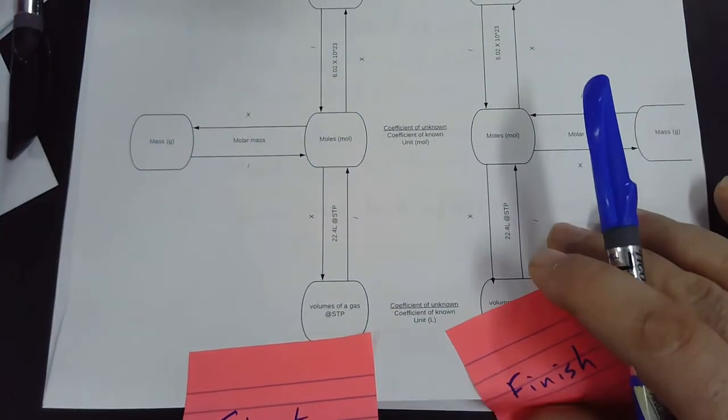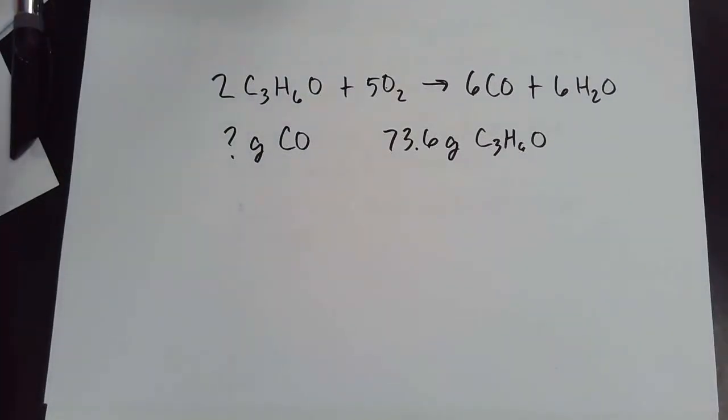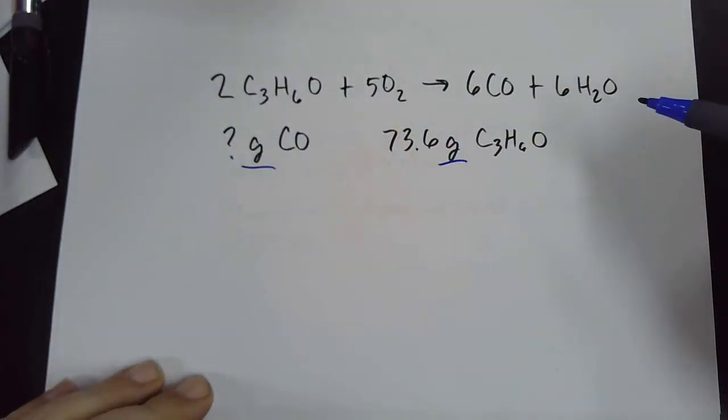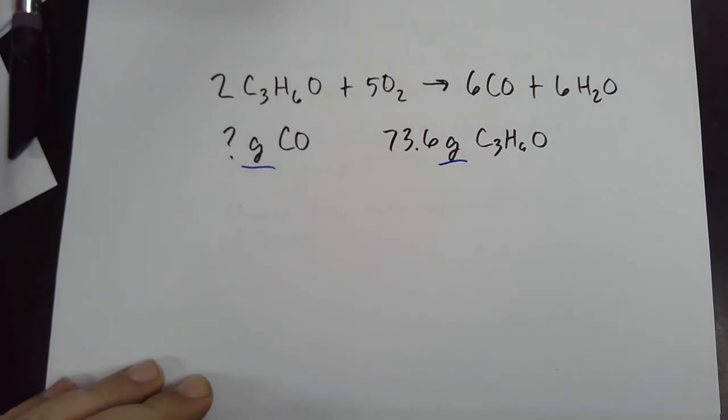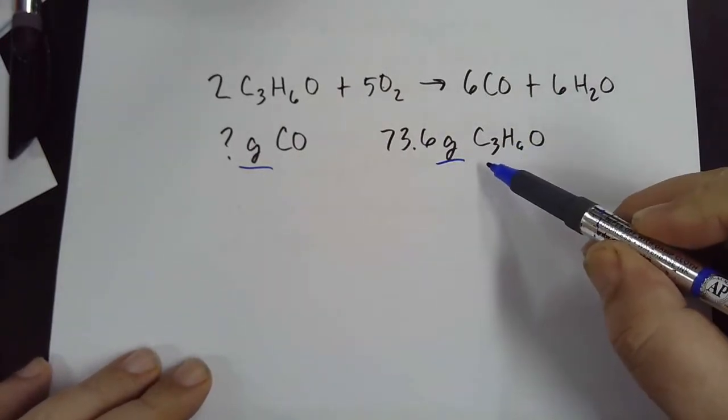So I want to do a little problem here so that everybody can work together. And this one is a hard one. This is like the hardest kind you can get. The reason why this is hard is both of these are in the unit grams. So we have to find the molar mass for each one of these. Does that make sense, everybody?